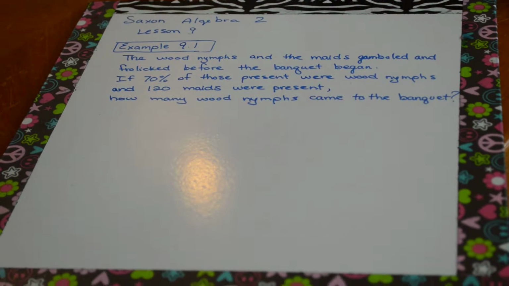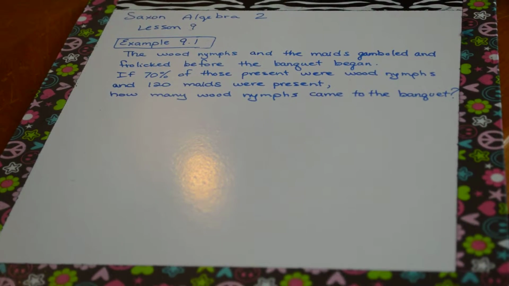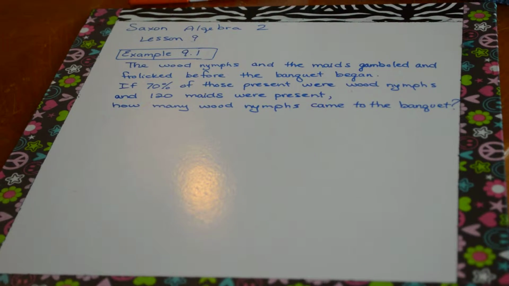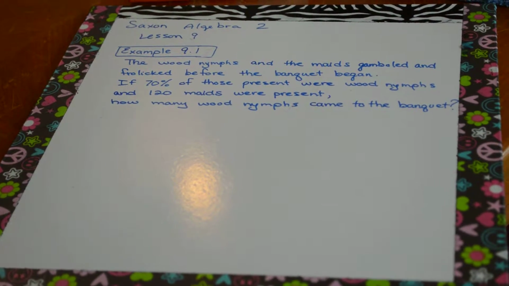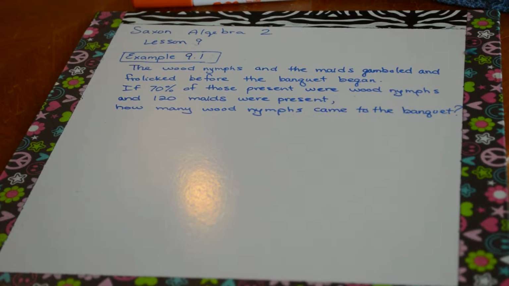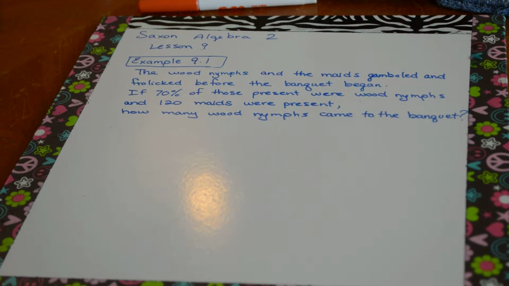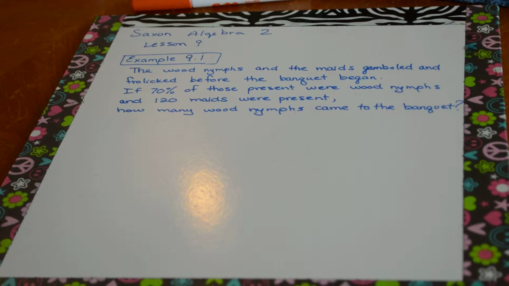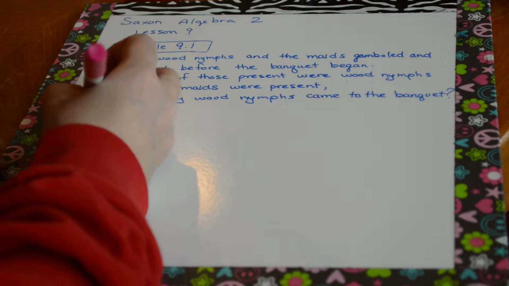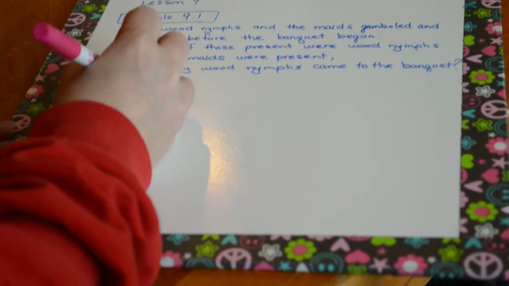This is Saxon Algebra 2, Lesson 9, Example 9.1 in the book. The question is, the wood nymphs and the maids gamboled and frolicked before the banquet began. If 70% of those present were wood nymphs and 120 maids were present, how many wood nymphs came to the banquet? So the first thing I'm going to do is draw my picture.